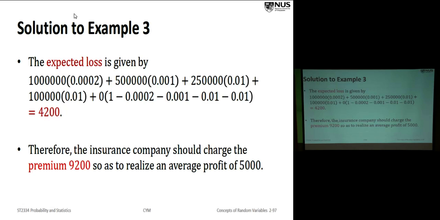Now, the insurance company wants to make 5,000. Okay, so if they charge 9,200, their expected gain, if you like, is 9,200 minus 4,200, which is exactly 5,000. So basically the premium should be 9,200. It's the premium minus the expected loss that is the expected amount of money they make. We want that to be 5,000, so we solve to get 9,200.